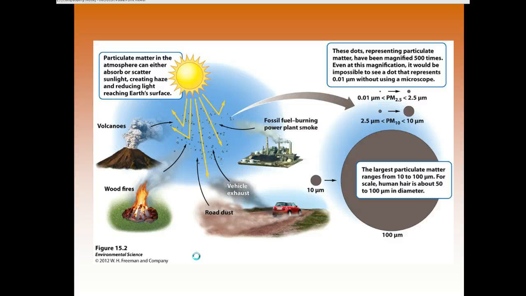This is the picture I was talking to you about. These are the smallest, PM 2.5s. They are the ones we worry about the most because they can go into your lungs and not come out. These all come from natural things, like volcanoes, wood fires, and forest fires, which make particulates. And then there are anthropogenic things, which are road dust, vehicle exhaust, burning fossil fuel, and power plants.